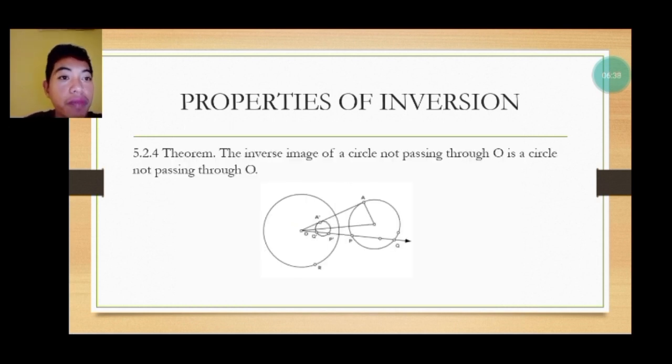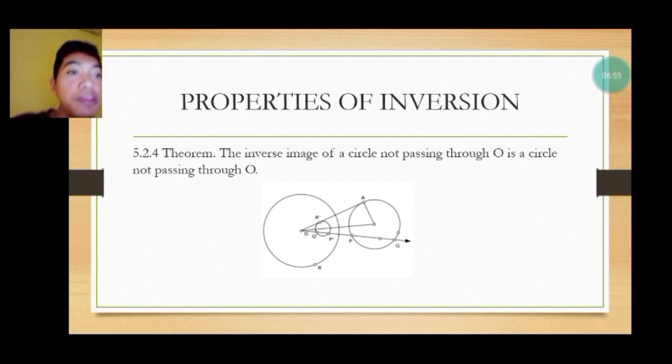Next, other properties of inversion. This theorem says that the inverse image of a circle not passing through O is a circle not passing through O.